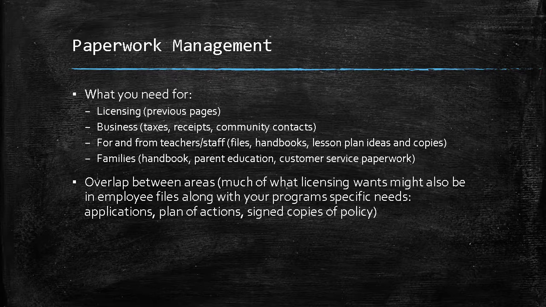So there is going to be an overlap area between what licensing wants and then also what might be in your employee files, but you'll probably add to your employee files as well, according to what your program specific needs are. So applications, plans of action, signed copies of policy. There's going to be a lot of other things in our files that maybe licensing doesn't need to see. So some things that people do is they have a licensing file and then they have other files so that, you know, licensing isn't having to go through 90,000 other things in your files.